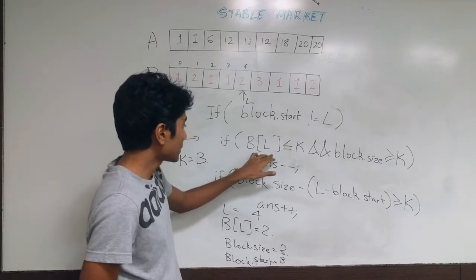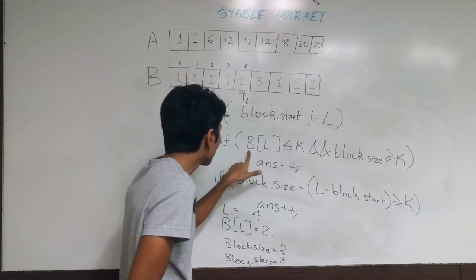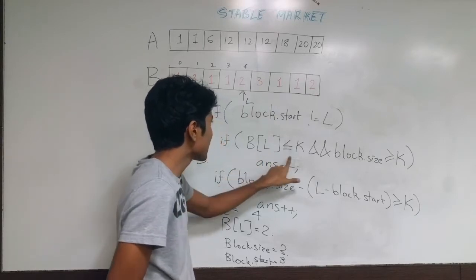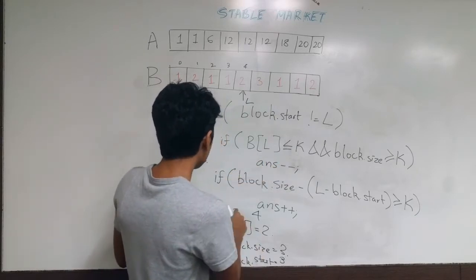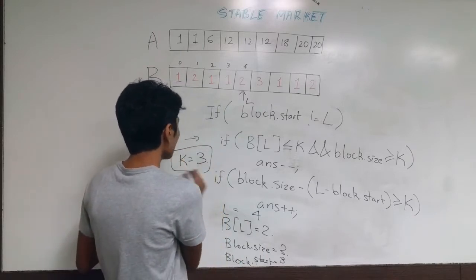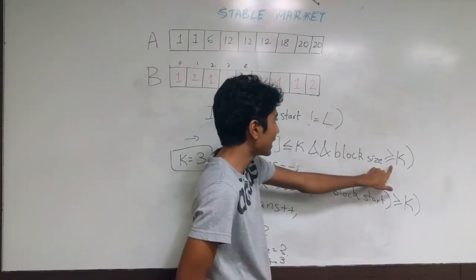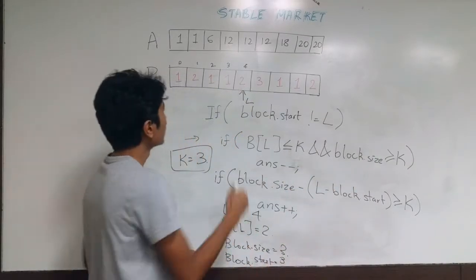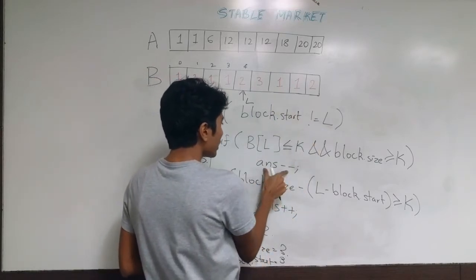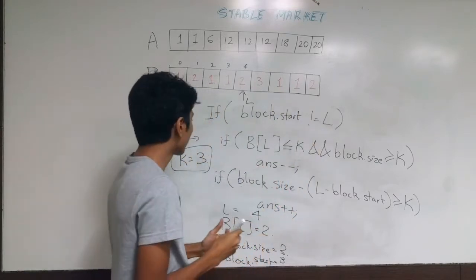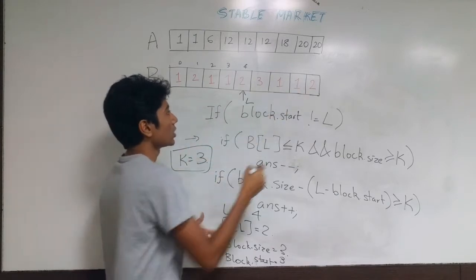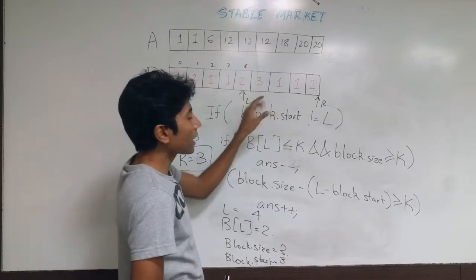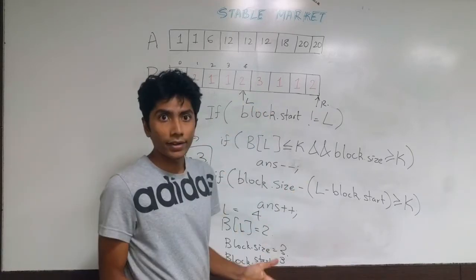If the left block index, if the index at L for capital B is less than or equal to K, because K is 3, this condition satisfies, and the block size is greater than or equal to K. The block size is equal to 3, which is greater than or equal to K. So this condition also satisfies. Then we should decrement whatever answer we had earlier. So we counted the number of 3's in this range, let's say this is the range up to R. So 3 would have been counted once. We should decrement it. Why?